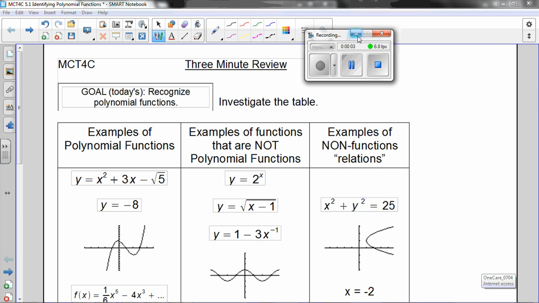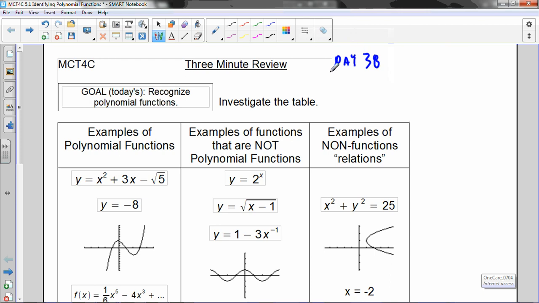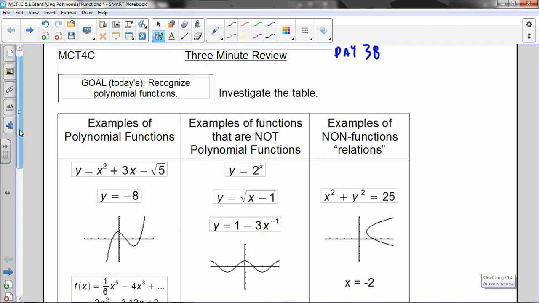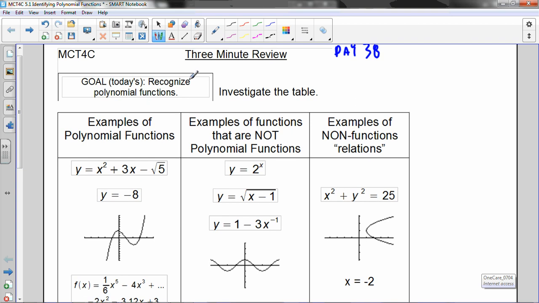All right, this is MCT4C, day 38, the first day of Unit 5, which is on polynomial functions. It's a fairly long unit, so we're going to strap ourselves in for a long but smooth ride. Recognize polynomial functions. So this is sort of straight off what we're after.